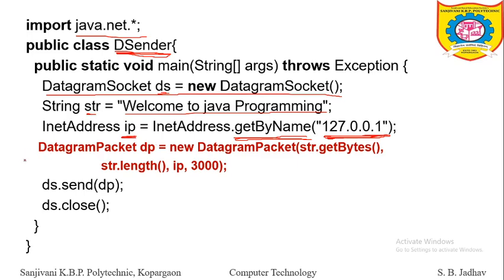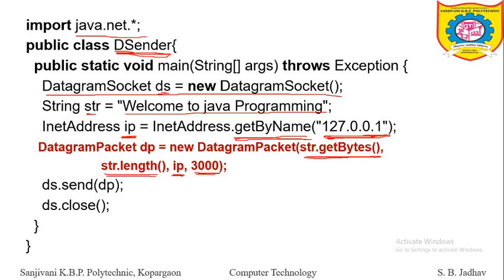Now we are going to construct the datagram packet by using the datagram packet constructor, and this constructor is of type sending. So it needs four different parameters. The first parameter is the message data, then the length of the data, or how many bytes are there, that is calculated by using str.length, then the IP address to which we want to send the data, and 3000 is the port number.